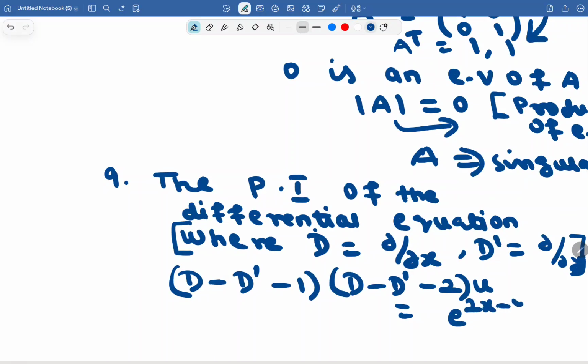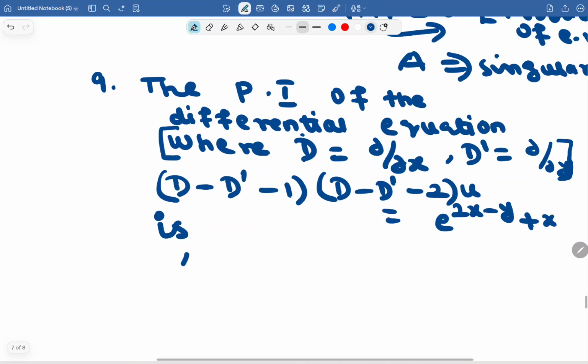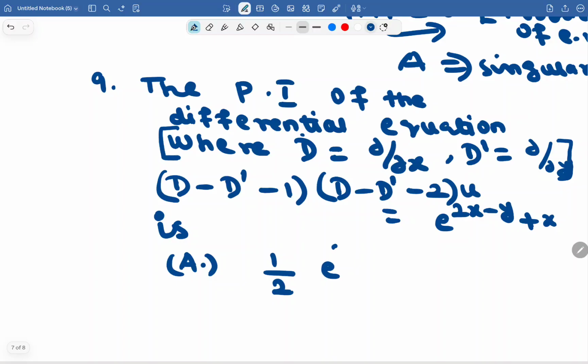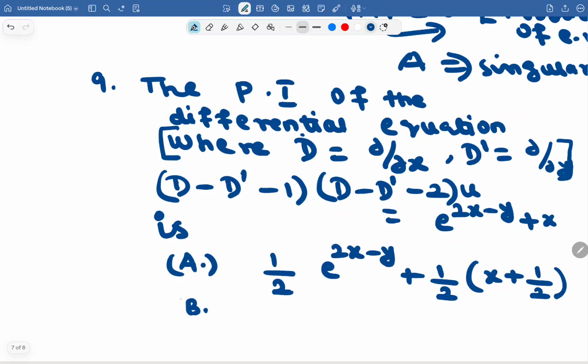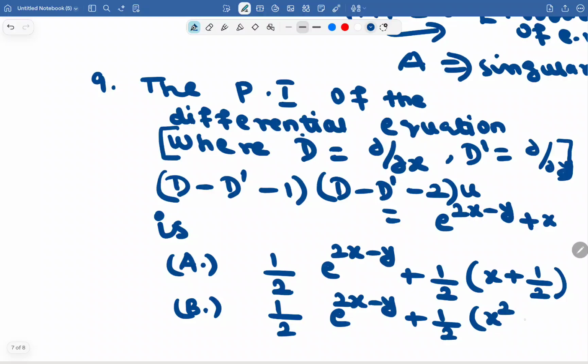e power 2x minus y plus x, is. Option A: 1/2 e^(2x−y) + 1/2 (x + 2). Option B: 1/2 e^(2x−y) + 1/2 x² + 1/2.